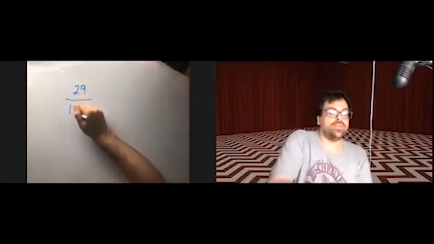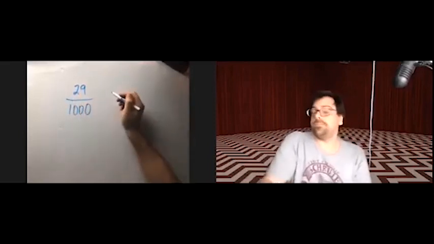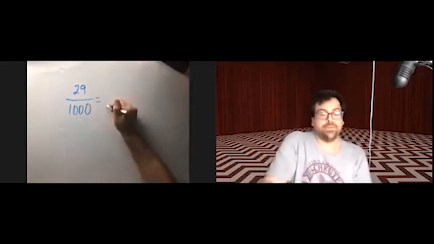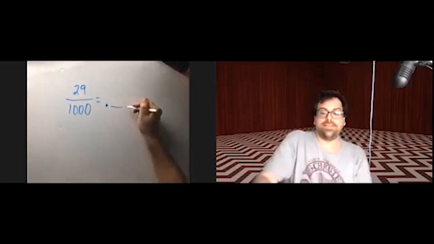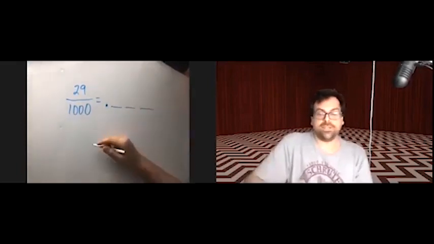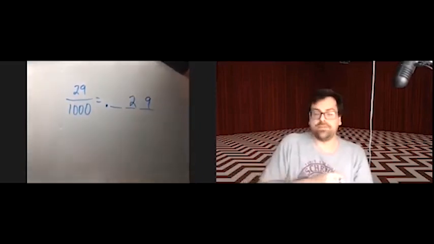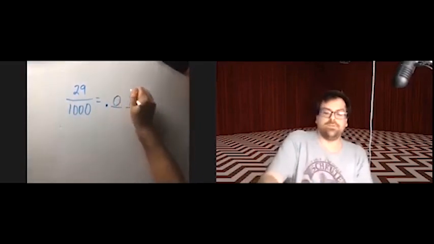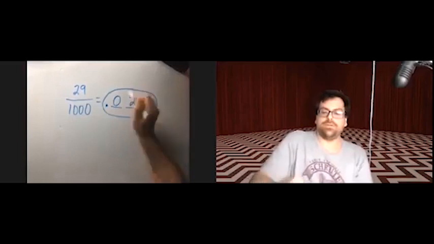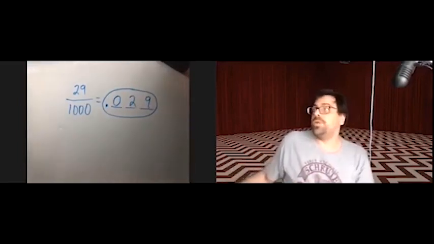29 over 1,000. Decimal point, tenths, hundredths, thousandths. The number 29 ending in thousandths, a 0 for placeholder. 0.029.